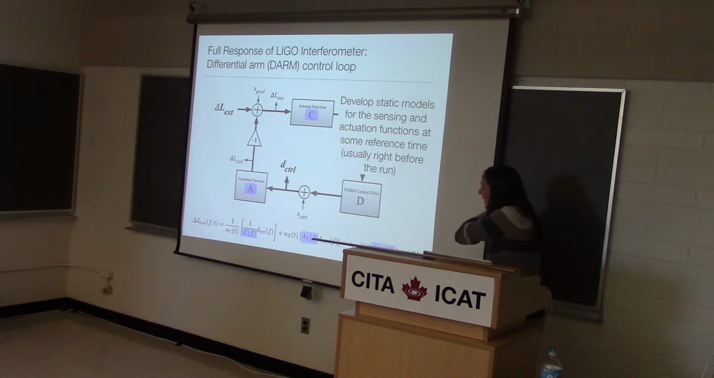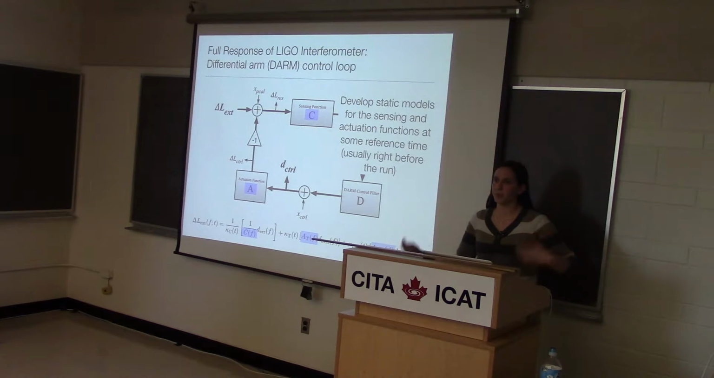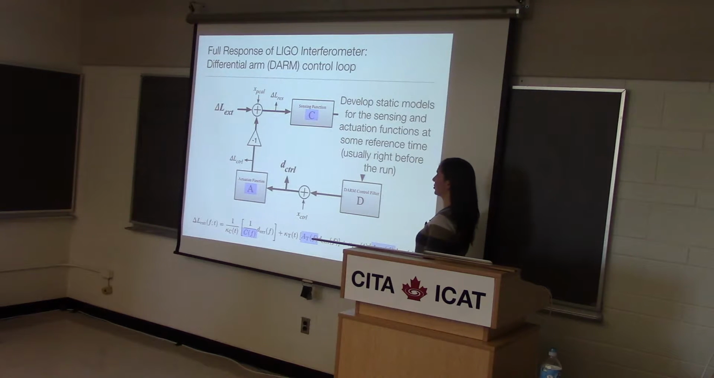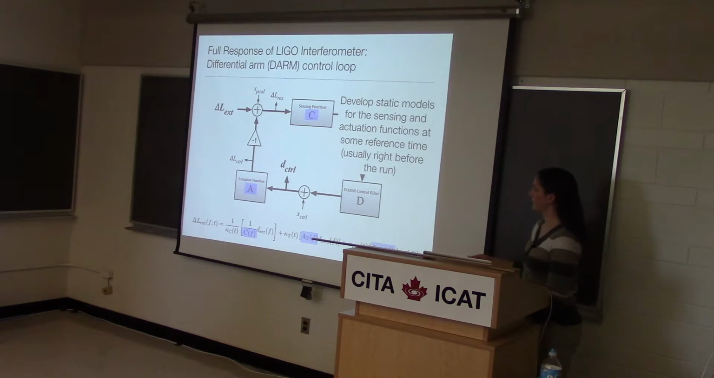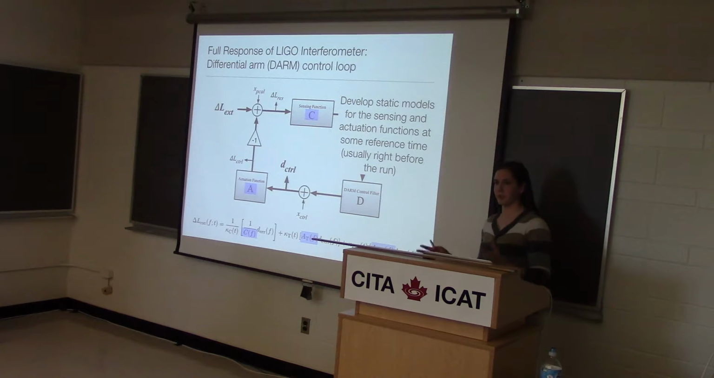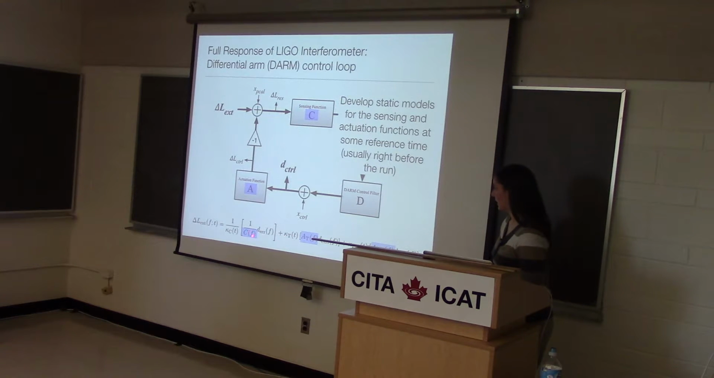Okay, so the sensing and actuation functions, we basically have a week before an observing run starts where we can put the interferometer in different configurations and take measurements to populate our models for sensing and actuation, and that gives us reference models for the sensing and the actuation functions. And that's what we use for the entire observing run, and that's what's indicated here. So that's what we filter our error and control signals with.